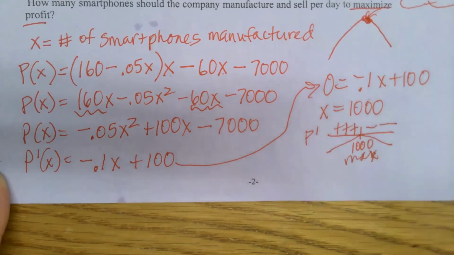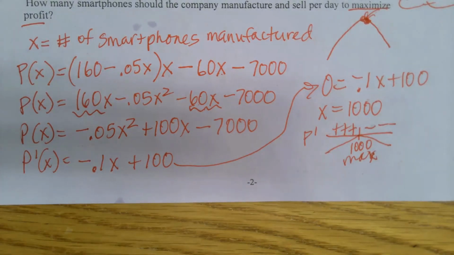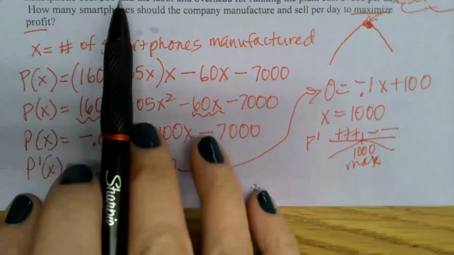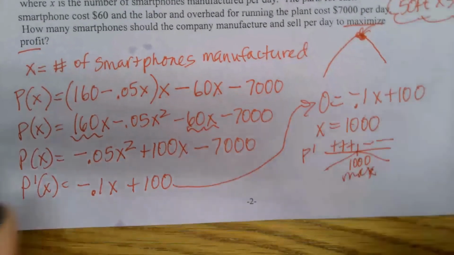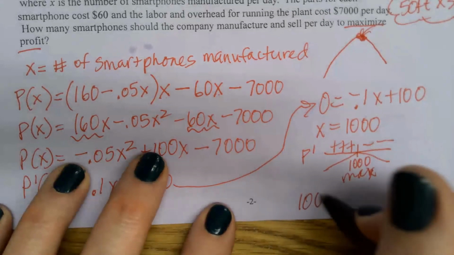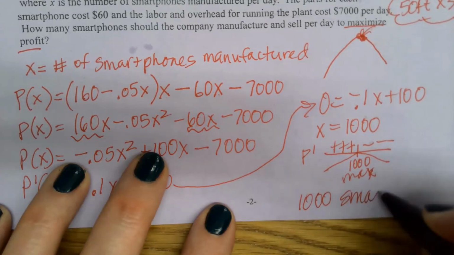And so now I want to make sure that I actually answer the question that they are asking, and they say, how many smartphones should the company manufacture? And I'm going to say 1,000 smartphones.